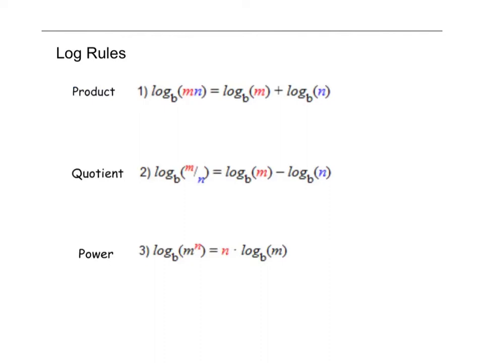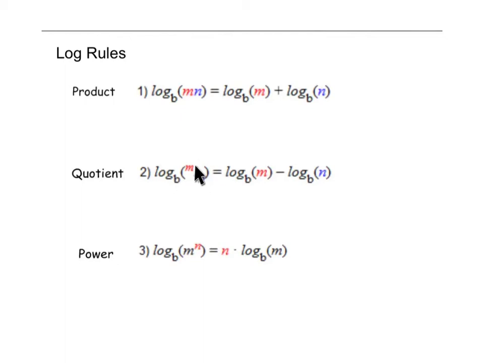Here are the 3 log rules. These need to be copied into your notebook. I want you to notice that just as we had the rule for exponents, we said that if the bases were the same, we would add the exponents. Well, remember that logs are exponents. So if you are trying to take the log of a product, 2 numbers multiplied together, you would separate them by adding the logs together, just like you would for an exponential.